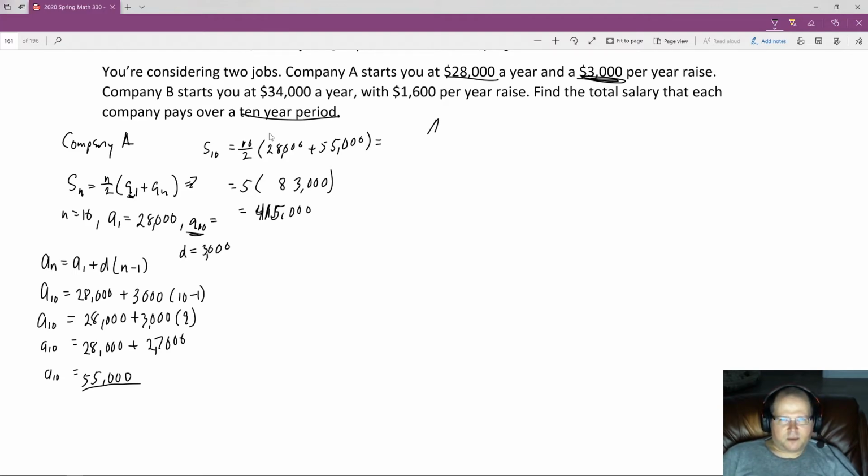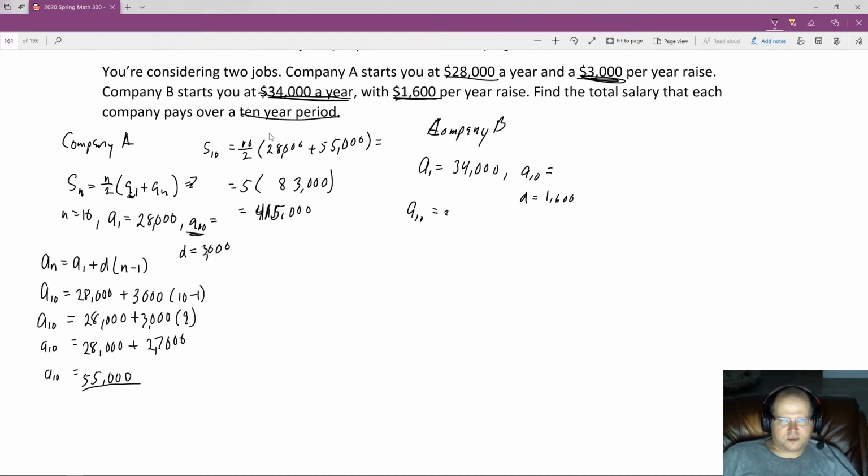So we have company A. Now we have to do company B. We're going to do the same thing, except now there's a few differences. One is our A1 in this case isn't 28,000, it's 34,000, and we have to find A10, which is going to be different as well. Another thing is that our difference in this case isn't 3,000. This is our A1 for company B, 34,000, and our difference for the second company is the 16. So we have 1,600.